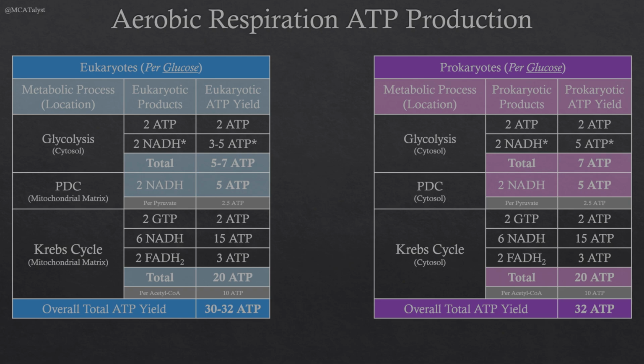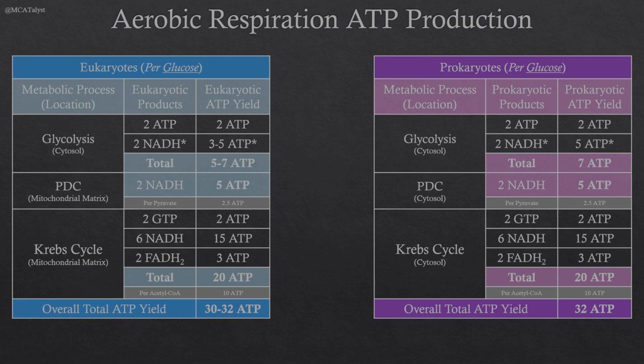Aerobic respiration is starting with glycolysis in the cytosol and ending with the Krebs cycle and electron transport chain in the mitochondrial matrix. Now that we understand how much ATP both of our electron carriers can produce, we can figure out how much ATP we're producing per glucose.